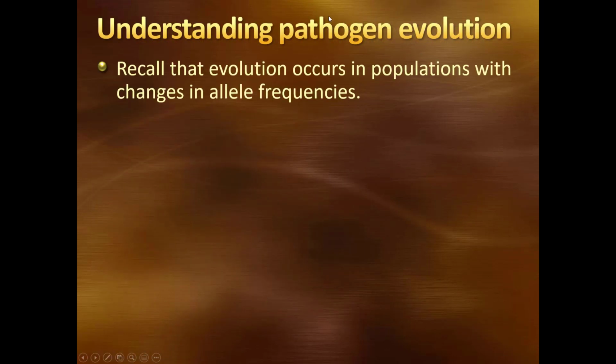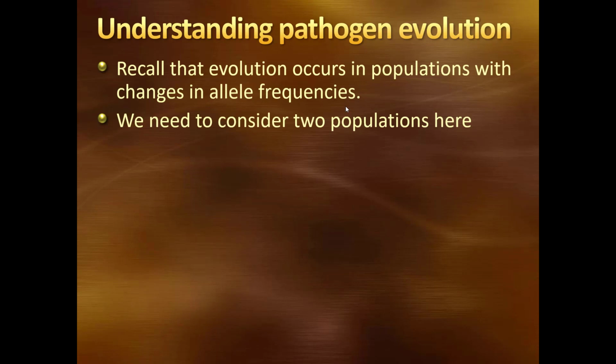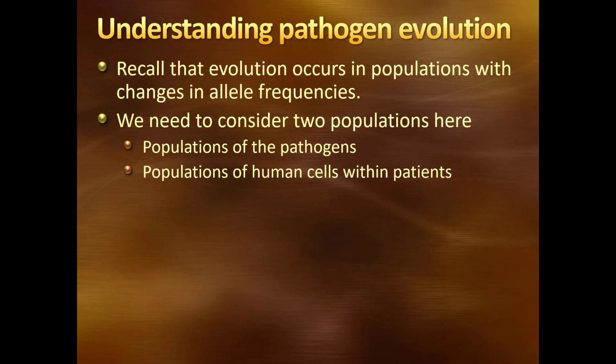Think about this pathogen, the virus or the bacteria, as a population. And in that population, we will see different genetic makeup, different alleles. And remember that evolution occurs within that population. One of the things we have to think about when we think about human health, particularly from a pathogen perspective, is that there are two different populations. We have the population of the pathogen, so the cholera or the influenza A or the coronavirus. But then we also have a population of cells within our own bodies, the within-patient population, and then we also have this pathogen population.